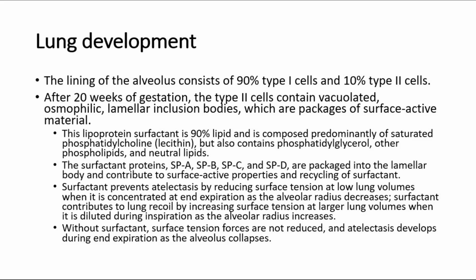Surfactant prevents atelectasis by reducing surface tension at low lung volumes, when it is concentrated at end expiration, as the alveolar radius decreases. Surfactant contributes to lung recoil by increasing surface tension at larger lung volumes, when it is diluted during inspiration, as the alveolar radius increases. Without surfactant, surface tension forces are not reduced, and atelectasis develops during end expiration as the alveolus collapses.